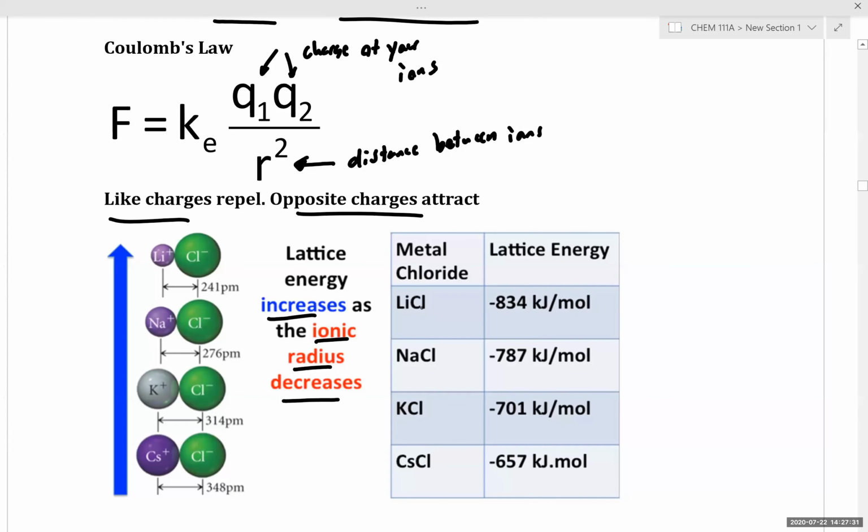So if we compare lithium chloride, sodium chloride, potassium chloride, and cesium chloride, lithium plus is the smallest. Because it's such a small ion, the distance between our ions is smaller, and as a result, we have a greater attractive interaction, a stronger ionic bond between lithium and chloride versus, for example, cesium and chloride. So the larger your ions, the weaker your lattice enthalpy. Does that make sense to everyone?